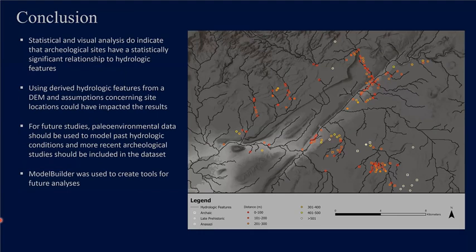In conclusion, statistical and visual analysis do indicate that archaeological sites have a statistically significant relationship to hydrologic features and show a visual association between hydrologic features and archaeological sites. By using derived hydrologic features from a DEM and assumptions concerning site locations, these 2 assumptions could have impacted the results. So for future studies, it is recommended that paleoenvironmental data should be used to model past hydrologic conditions, along with more recent archaeological studies being included within the dataset.